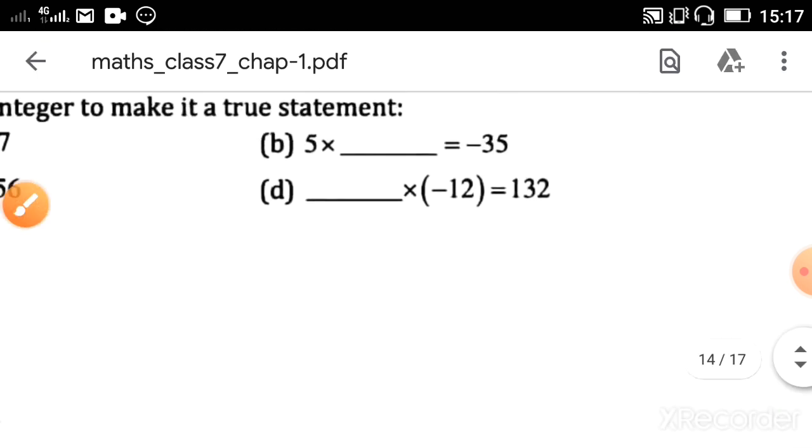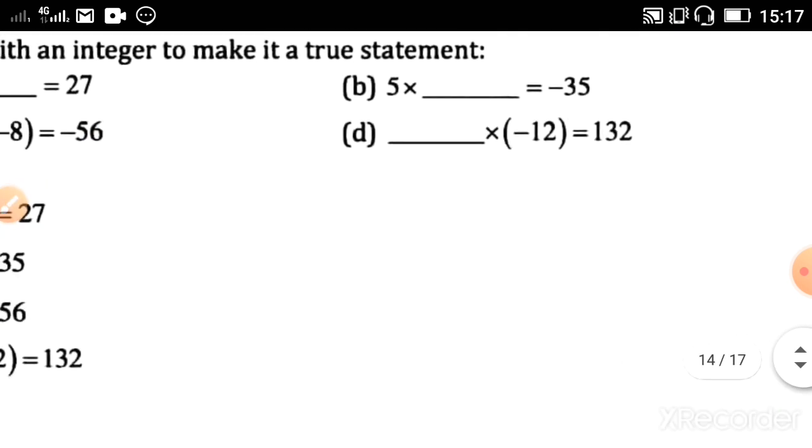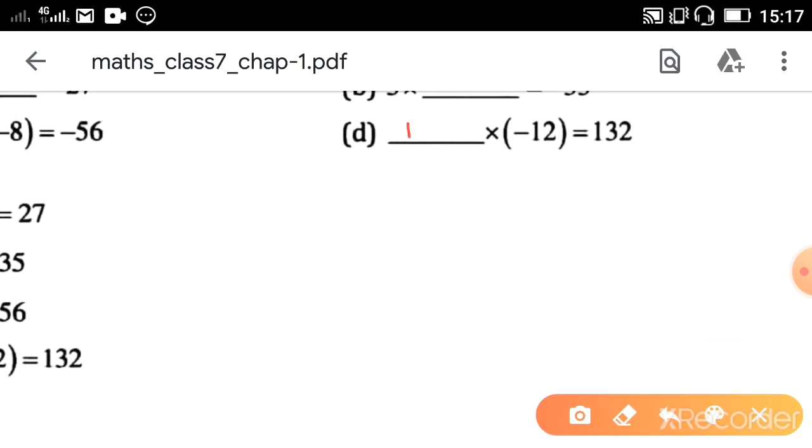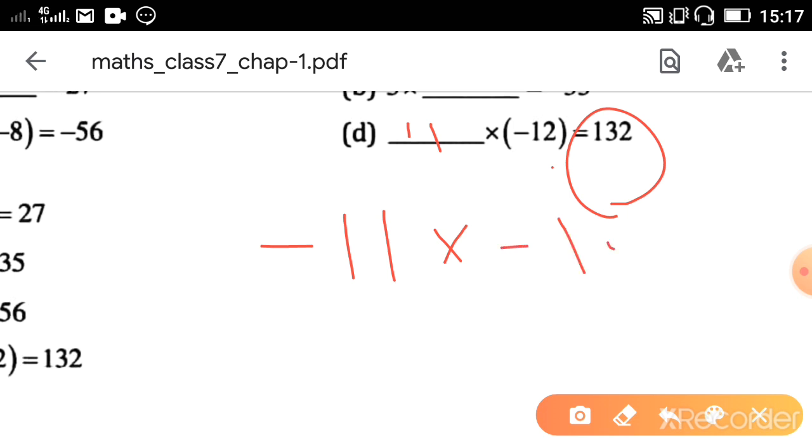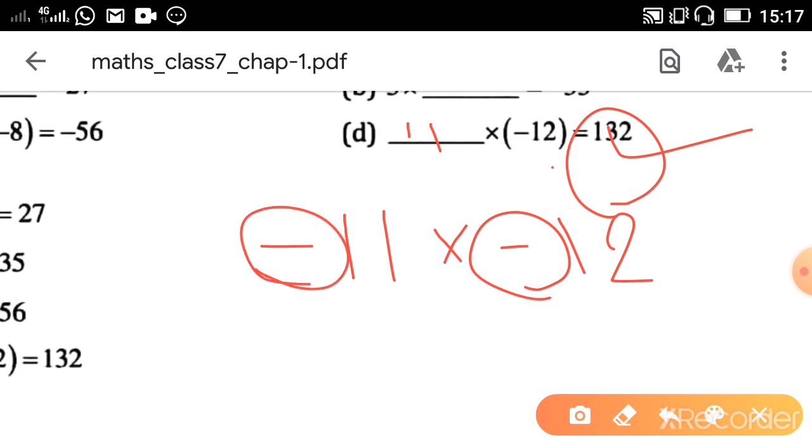D. 11 into 12 is equal to 132. Answer is positive. So here it comes minus 11 into minus 12. So 11 into 12 answer is 132. This is the one time and this is the second time. So an even number of times negative sign is there. So the answer is positive.